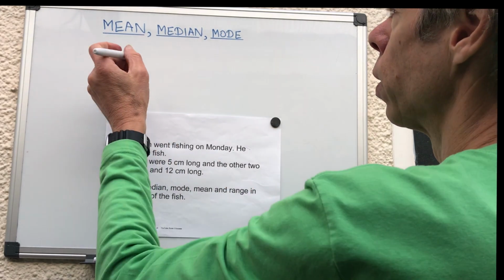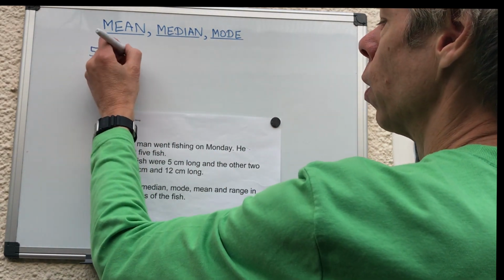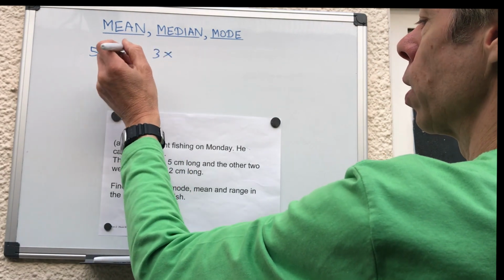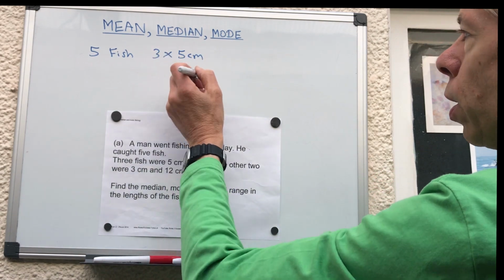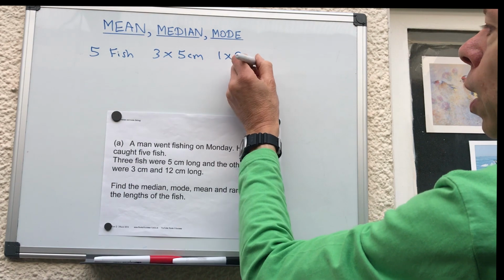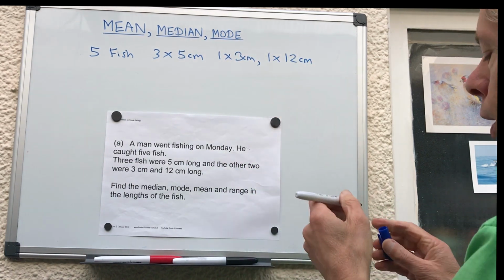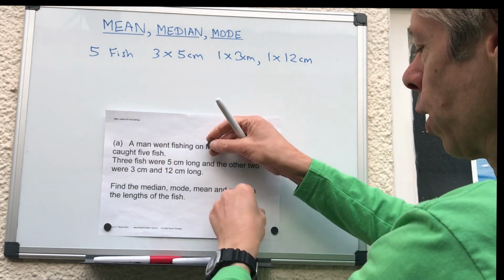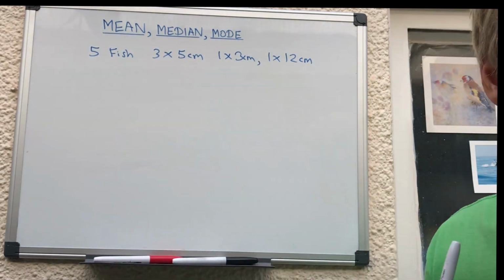So he caught 5 fish, and it was 3 times 5 centimetres. In other words, 3 fish were 5 centimetres, 1 which was 3 centimetres long and 1 which was 12 centimetres long. So what he's trying to do is look at these 5 fish and get some information about how the lengths of the fish vary.